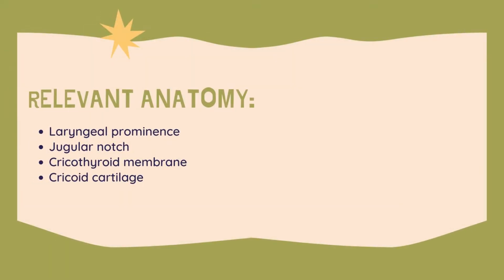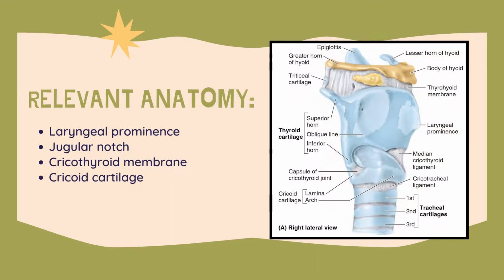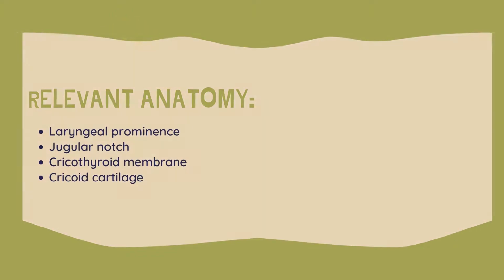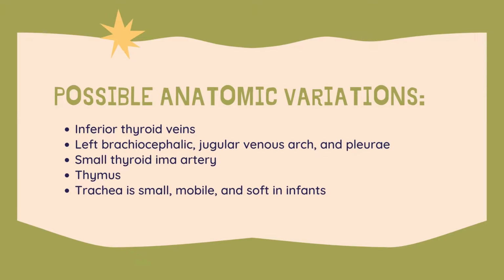For the relevant anatomy, the important surface landmarks in tracheostomy include the laryngeal or thyroid prominence, jugular notch, cricothyroid membrane, and the cricoid cartilage. To avoid complications during tracheostomy, the following anatomical relationships are important. First, the inferior thyroid veins, which arise from the venous plexus of the thyroid gland and descend anterior to the trachea. Next, the left brachiocephalic, jugular venous arc, and pleurae may be encountered especially in infants and children.